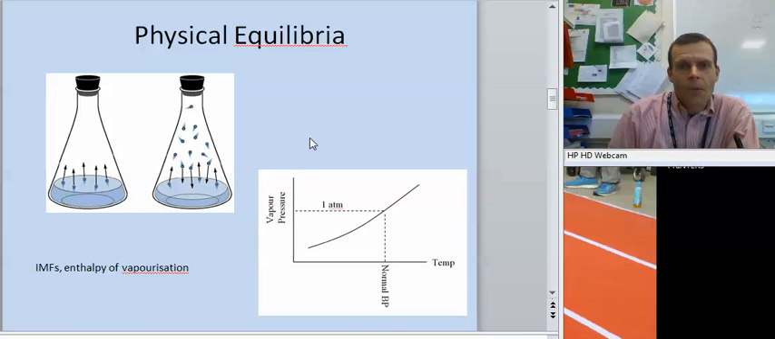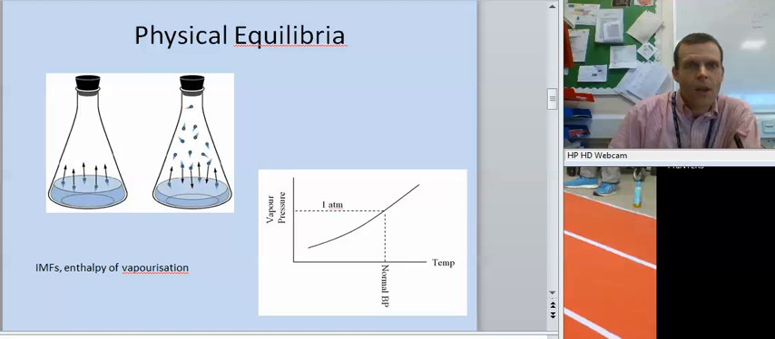We can also see equilibria in physical systems. So if we take just a conical flask with some water in it, stopper it so it's closed, then some of our higher energy particles are going to be able to escape the liquid phase and form a vapor. And there we can see there's our vapor formed. And some of those vapor particles are going to condense back into the liquid phase, and what we've got is an equilibrium between our liquid and our vapor.